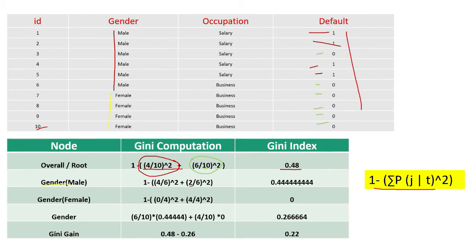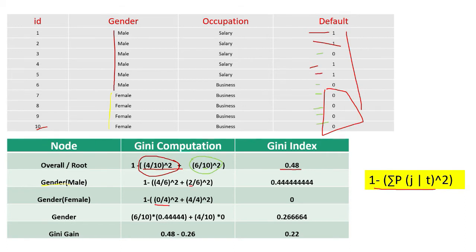Now we have another category in gender, and that is female. Similar process: how many records do we have for female in the gender? We have overall 4 females. If you take a look at this female section, out of these 4 females, none has defaulted. So 0 have defaulted. So how many have defaulted out of the total number of females? 0 divided by 4, because none of those 4 females have defaulted.